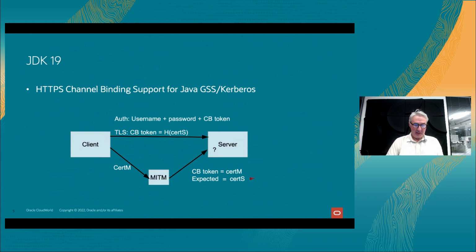So the channel binding token is then passed over to the server, so the server is able to see that the token is wrong in this case because it's not derived from its own certificate. So the server sees a red flag, it's able to disconnect the session before any damage is done. So this is a useful technique that doesn't require any API change.